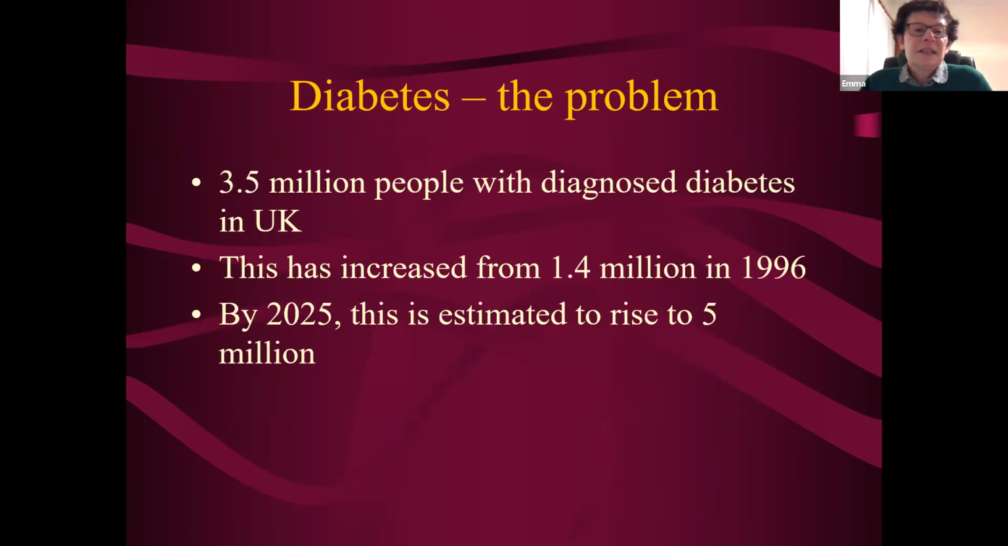So diabetes, the problem. Well, you only have to listen to the press to know the problem, because we're all getting fatter in the Western world. So 3.5 million people diagnosed with diabetes in the UK. This has increased from 1.4 million in 1996 and is estimated in just a few years to be 5 million. So it's a big problem.